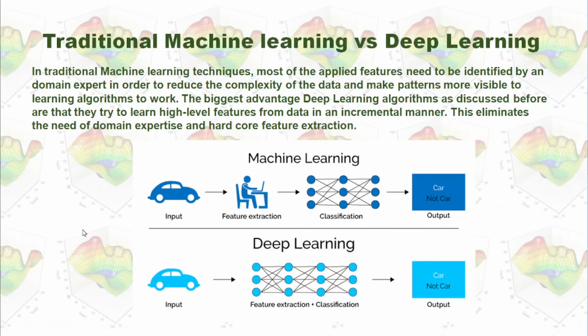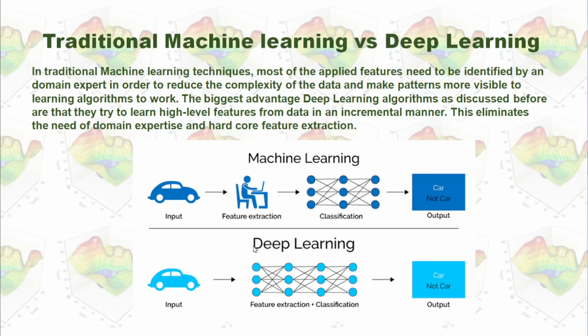We compared the neural network and deep learning. Now let's compare traditional machine learning and deep learning. Let's take a look at this chart. We have input and we want to produce output.